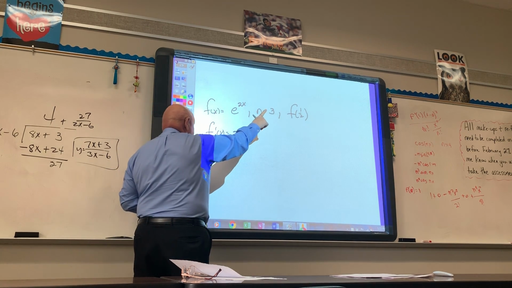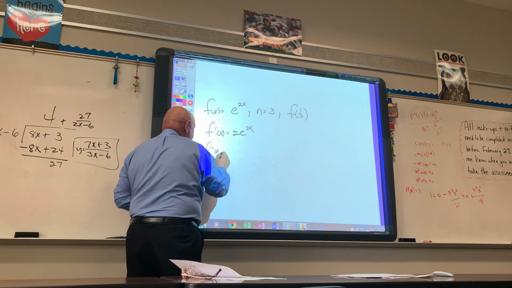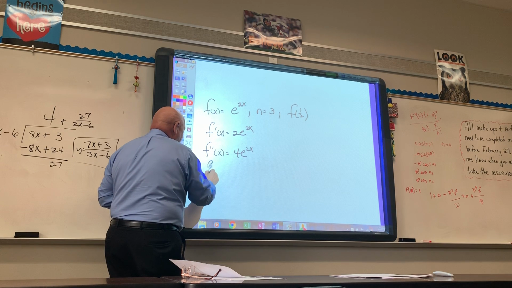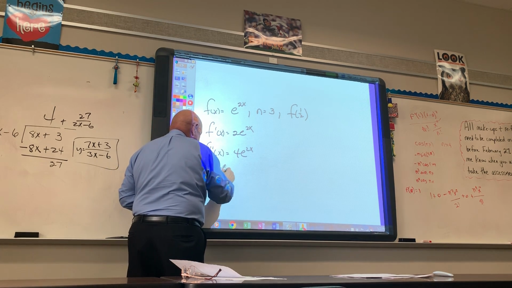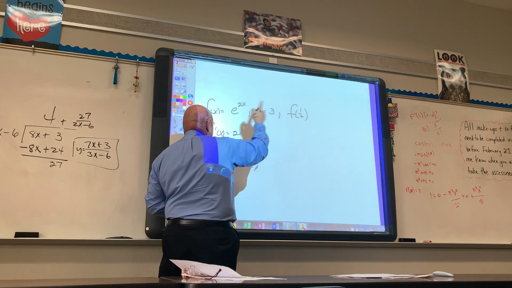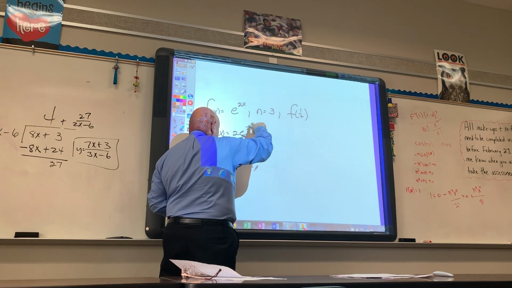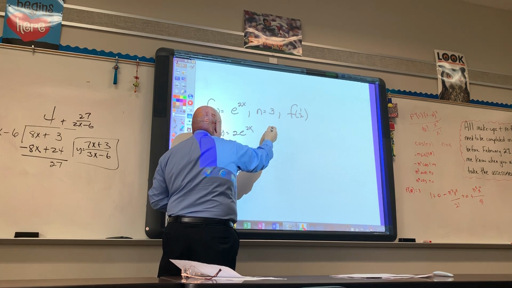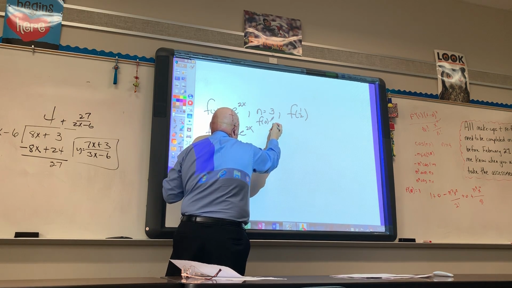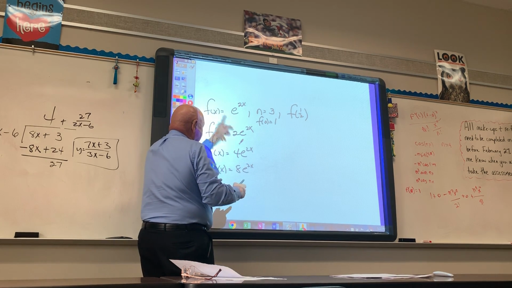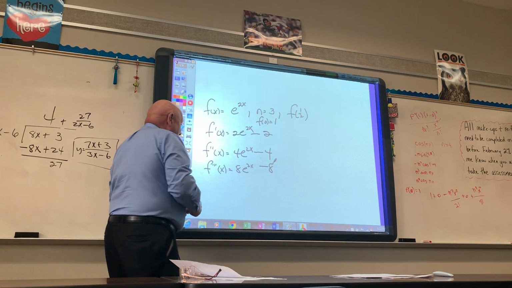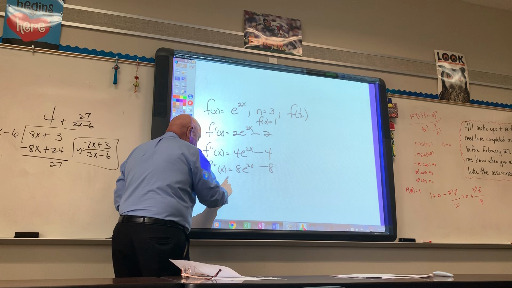2x, and then since I said 3, we're going to go to 3. That would be 4 e to the 2x. And then the third derivative is 8 e to the 2x. Then you'd plug in your 0, right? Remember, e to 0 would be 1. So f of 0 is 1, then 2, 4, and 8.